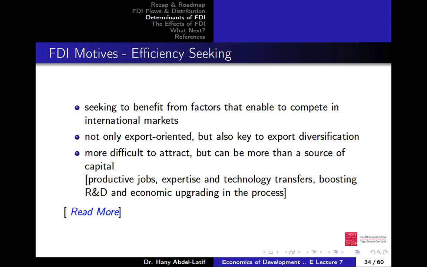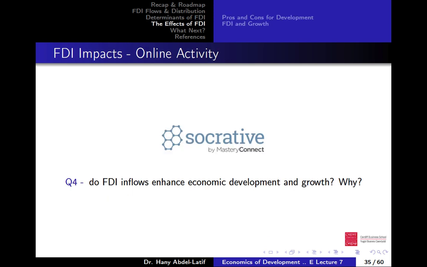So now we talked about the trends, the distribution, and the motives behind what determines FDI flows. Now it comes to the question that concerns us. That's the important question to us: whether or not FDI inflows enhance or support economic development and growth? Yes or no, and why?